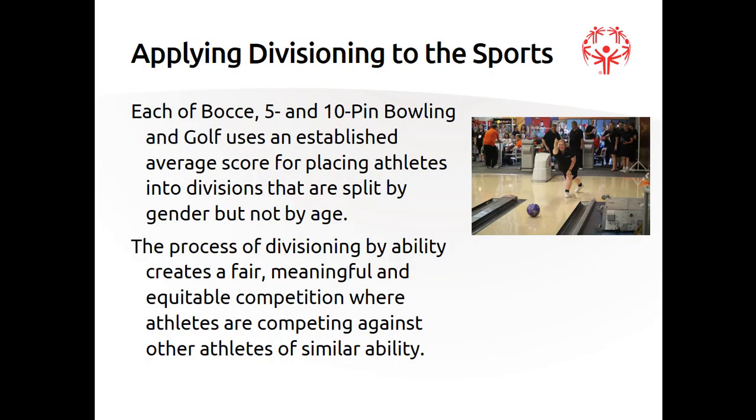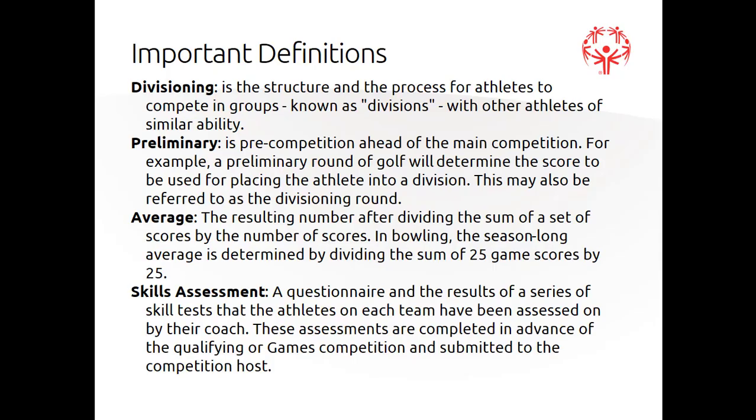Each of bocce, 5 and 10 pin bowling, and golf uses an established average score for placing athletes into divisions that are split by gender but not by age. The process of divisioning by ability creates a fair, meaningful, and equitable competition where athletes are competing against athletes of a similar ability. Let's review a handful of important definitions. Divisioning is the structure and the process for athletes to compete in groups, known as divisions, with other athletes of similar ability.